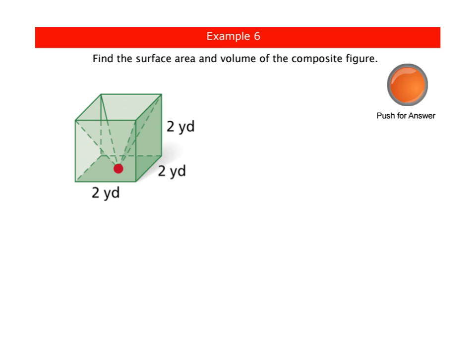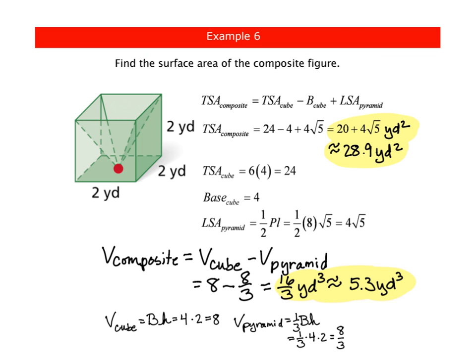Here's another composite shape. You can see I have a cube and I have a pyramid cut out of that cube. I'd like you to find the surface area and the volume of this composite figure. Press pause on your video, and when you're ready for the answer again, press play. So here are my answers.